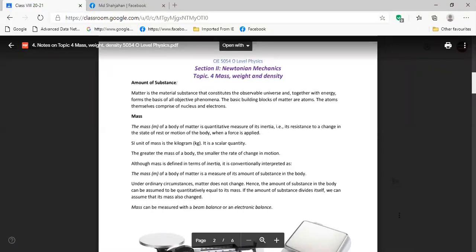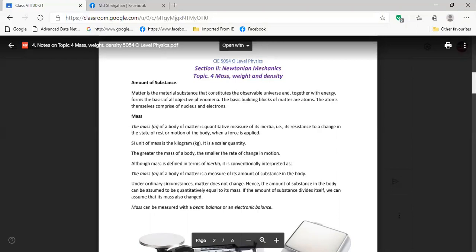So the mass here depends on the amount of matter or amount of substance present in the object, isn't it? Yes. Whatever the volume is, whatever the size is, or whatever the shape is, that's not the main thing. The main thing is how much substance is present in that object, and on the amount of substance, the mass depends, right? Yes. Clear to you, right? Now we have the definition of mass.